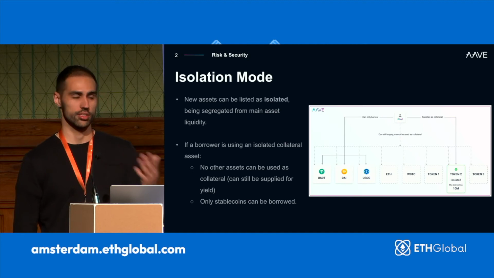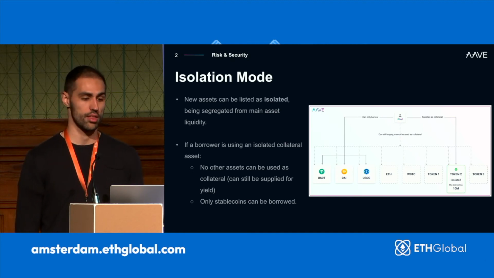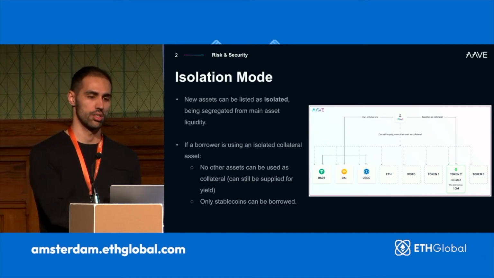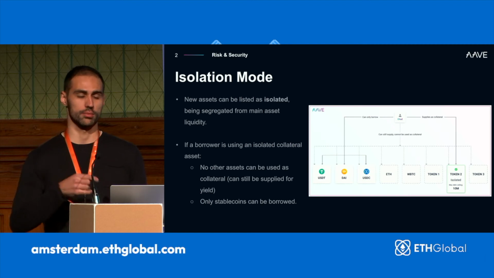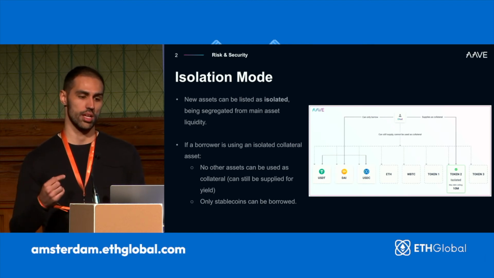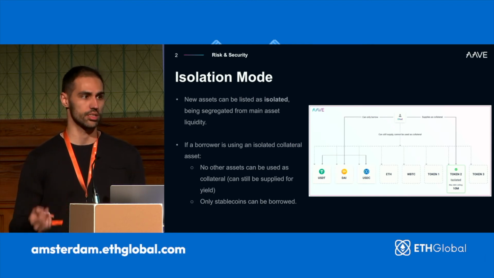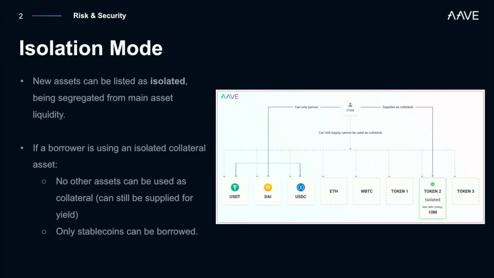So isolation mode, which is inspired by MakerDAO, I don't know if you know it, but in MakerDAO you have different vaults. Each vault has a particular asset, and they also have a debt ceiling. So you cannot mint more than the debt ceiling using that specific vault and that specific collateral. Isolation mode works in a pretty similar way.